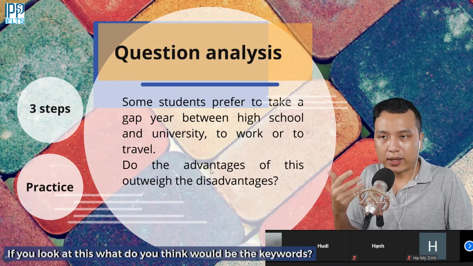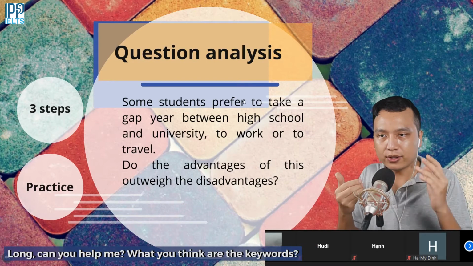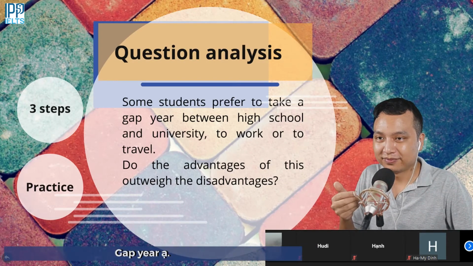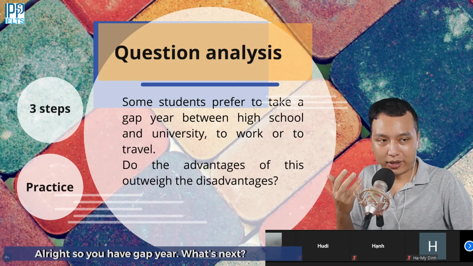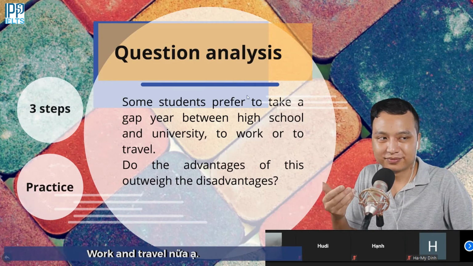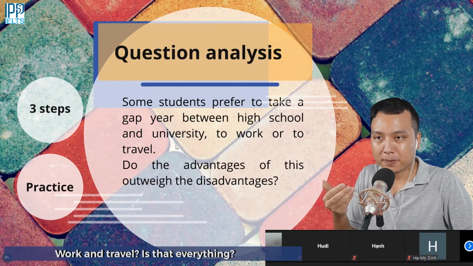So if you look at this, what do you think would be the keywords? Long, can you help me? What do you think are the keywords? Gap year. Alright, so you have gap year. What's next? Work and travel. Work and travel? Yeah. Is that everything?